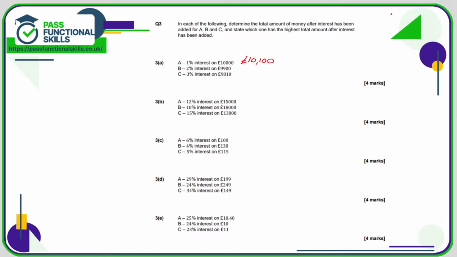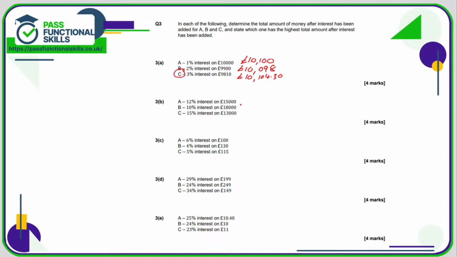For B, 2% on 9,900, that's 9,900 times 1.02, and that comes to a total of 10,098. And 9,810 times by 1.03 comes to a total of 10,104 and 30 pence. So the highest amount is clearly option C.